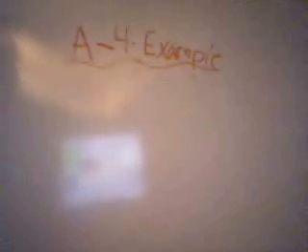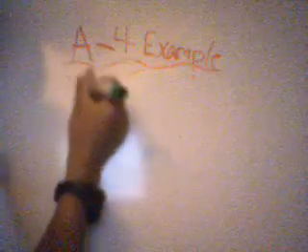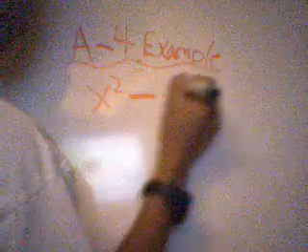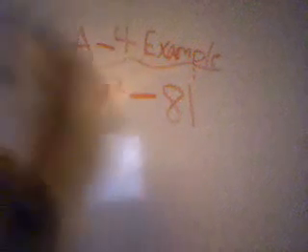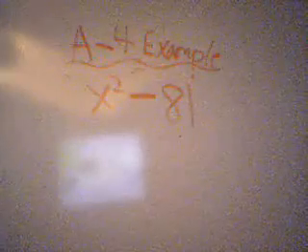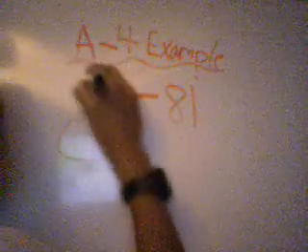Now for the A4 example, difference of squares. The difference of squares is when you have x squared minus, it cannot be plus, a square number, such as 81. Because it just can't. Because it doesn't work that way. I'll explain it later.